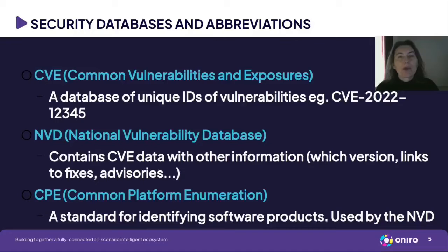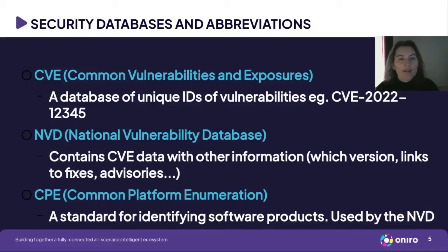Now, when we start talking about security issues, there are a few abbreviations that you should know, and let's go through them rapidly. The first one is CVE, Common Vulnerabilities and Exposures. It is a database. It contains unique IDs to issues. For example, we may expect to have soon in the future a CVE 2022 12345.